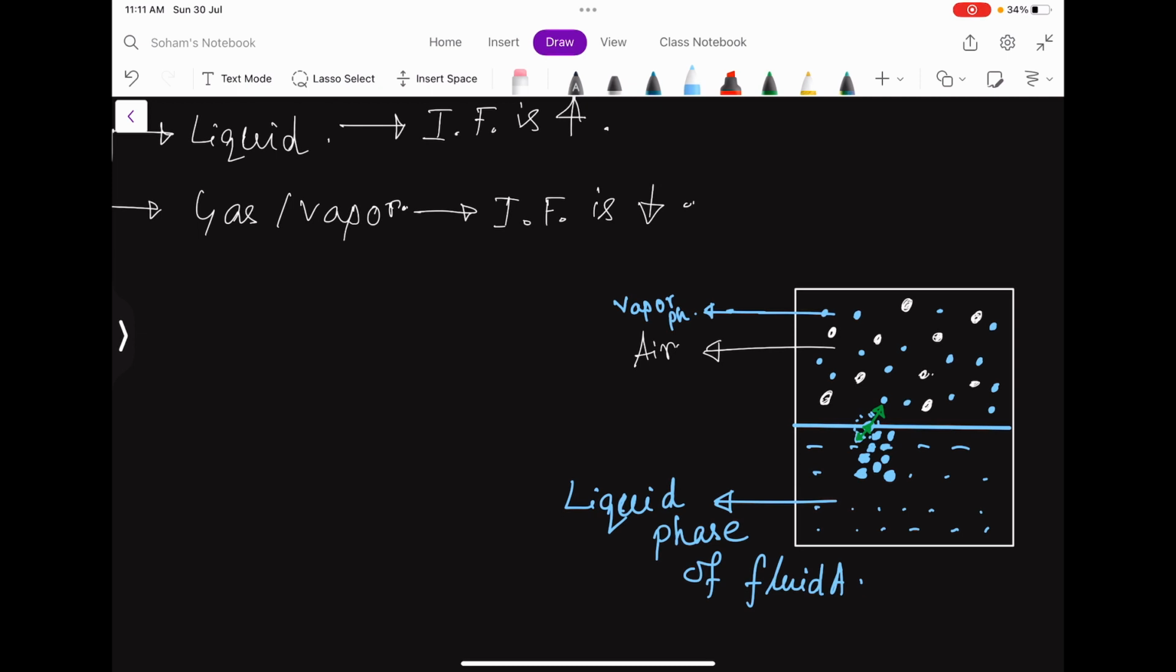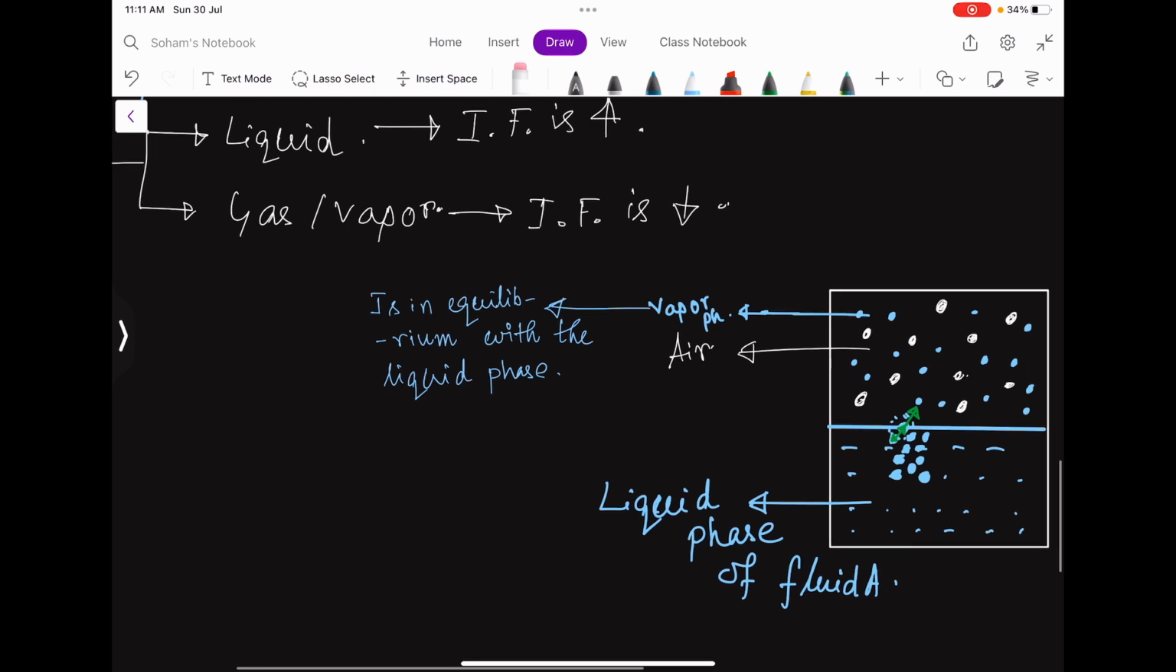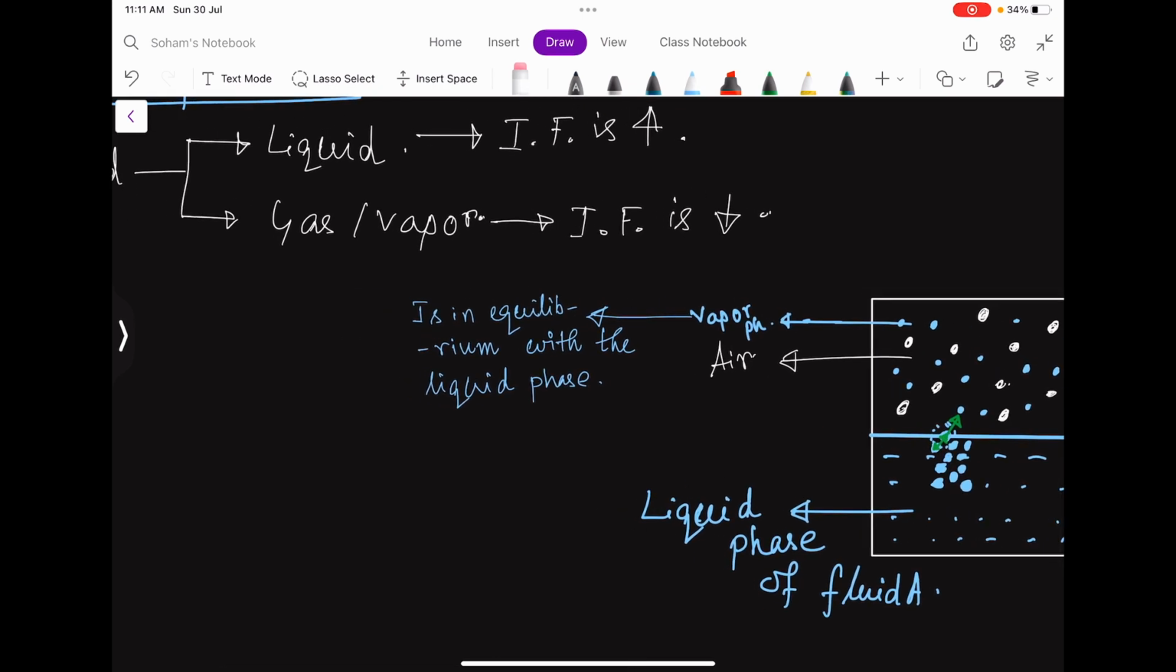So this vapor phase at this condition is in equilibrium, the concept of equilibrium that we will study in thermodynamics in more detail, with the liquid phase, and vice versa, the liquid phase is also in equilibrium with the vapor phase. Fine.